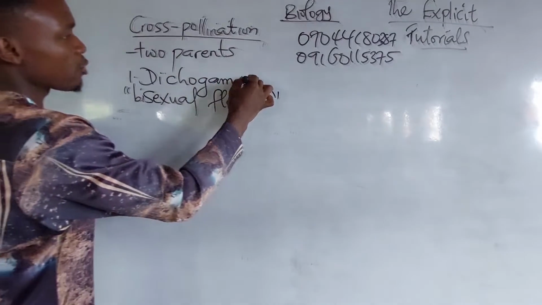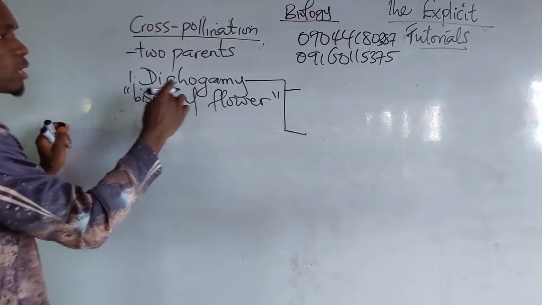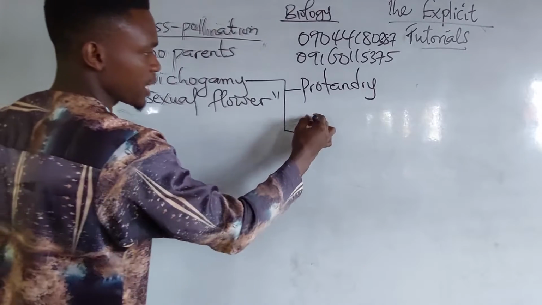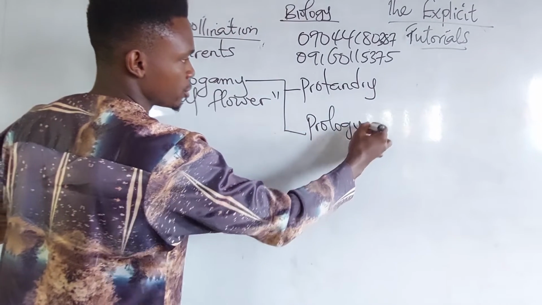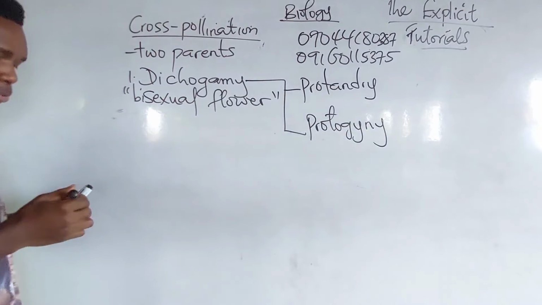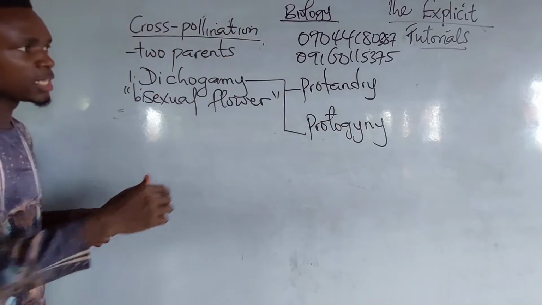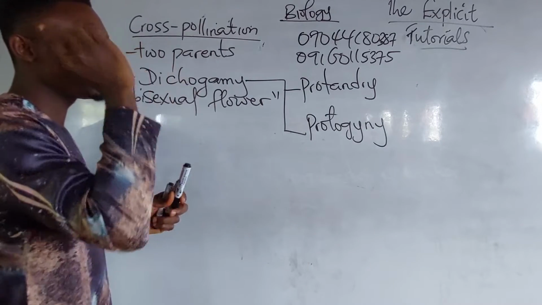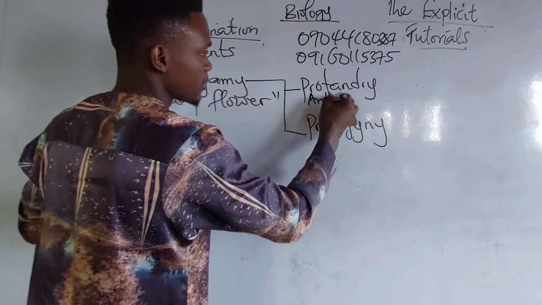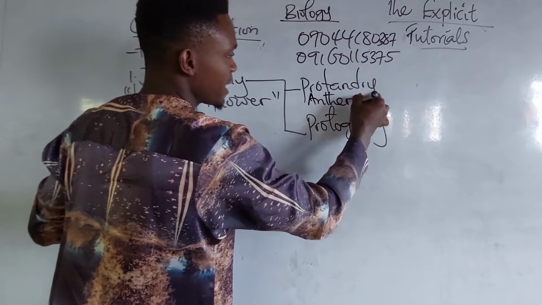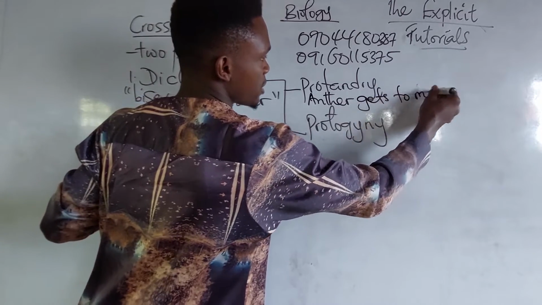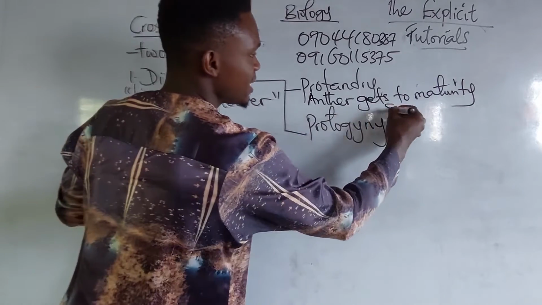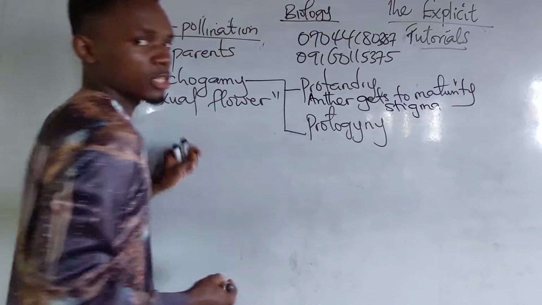Now there are two types of dichogamy. We have protandry and protogeny. Protandry and protogeny are the two types of dichogamy. Protandry is a process whereby the anther gets to maturity before the stigma. The anther gets to maturity before the stigma.